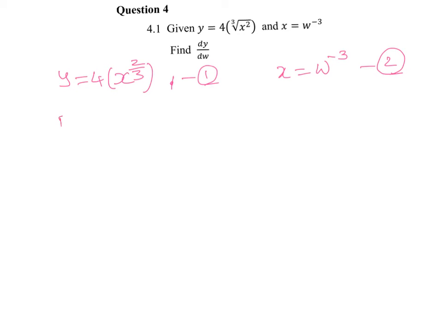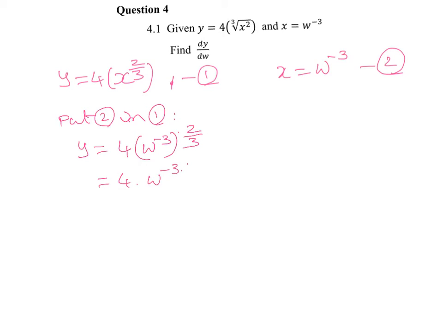So now 1 becomes, so put here 2 in 1. Therefore now 1 becomes y is equal to 4 times w to the power of negative 3. Yeah, that's how I do it. So w to the power of negative 3 to the power of 2 over 3. So this is my 4 times. I apply the laws of exponents here, and I get 4 times w to the power of negative 2. So it's 3 over 3 is negative 1. This is negative 3 and positive 3 here. So this is my simplification.